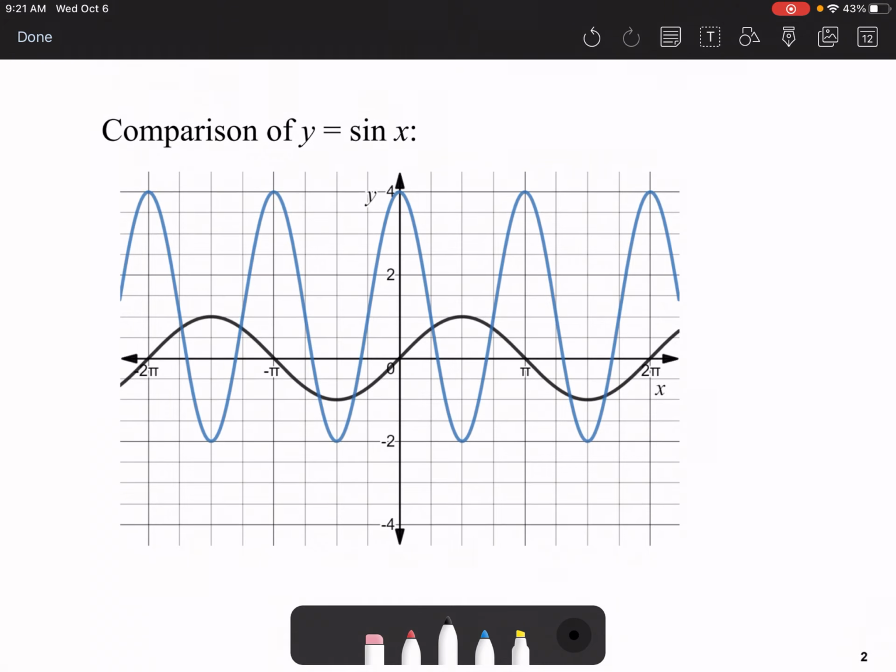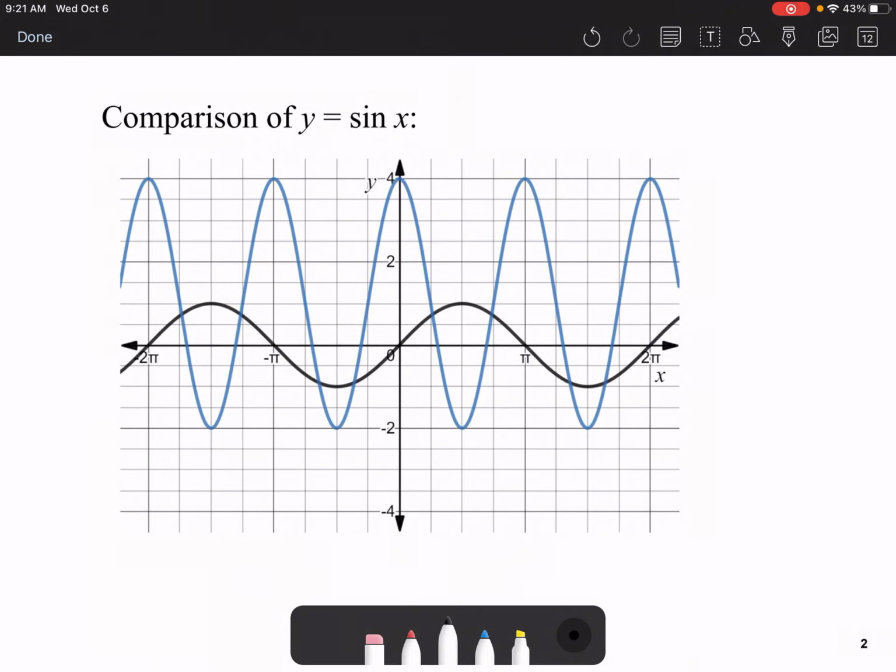Let's suppose I have this function right here, this blue function. And as you can see, I have also got the black function, y equals sine of x, overlaid on the same graph. So one of the things that we could talk about is what is called amplitude. Amplitude is half the distance from the maximum to the minimum. And it's usually defined by a positive value.